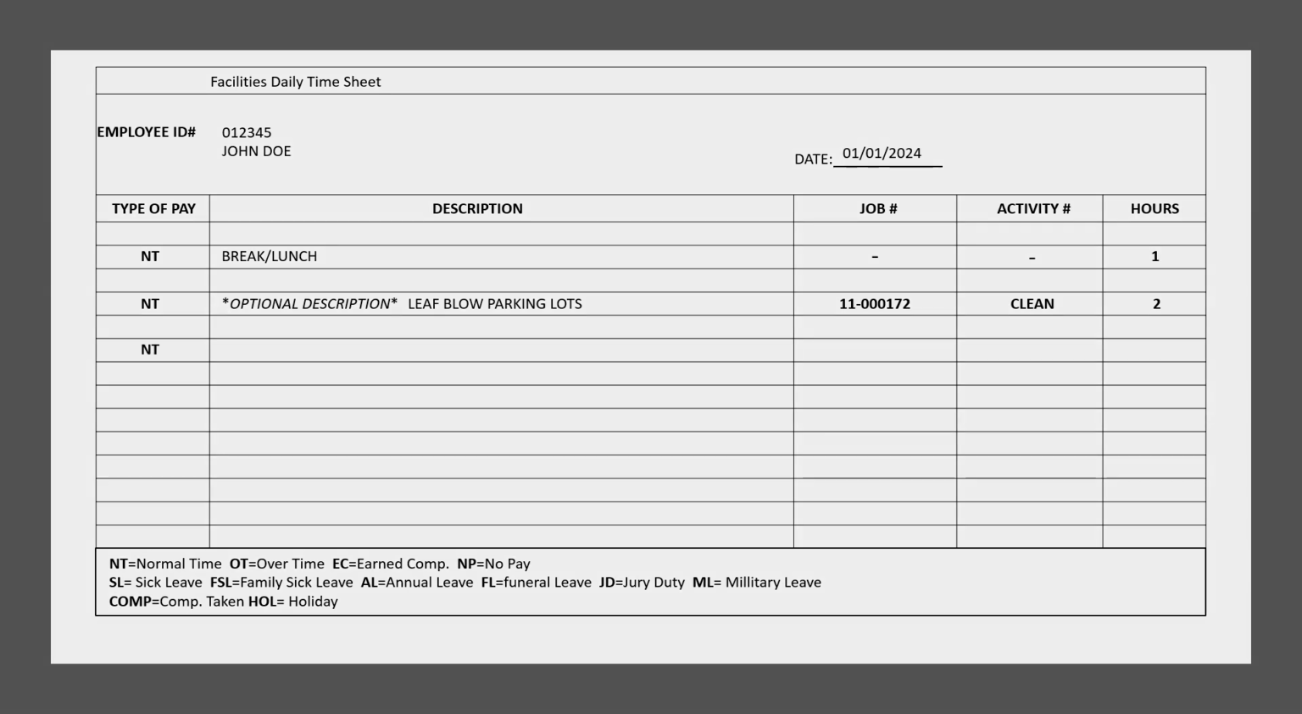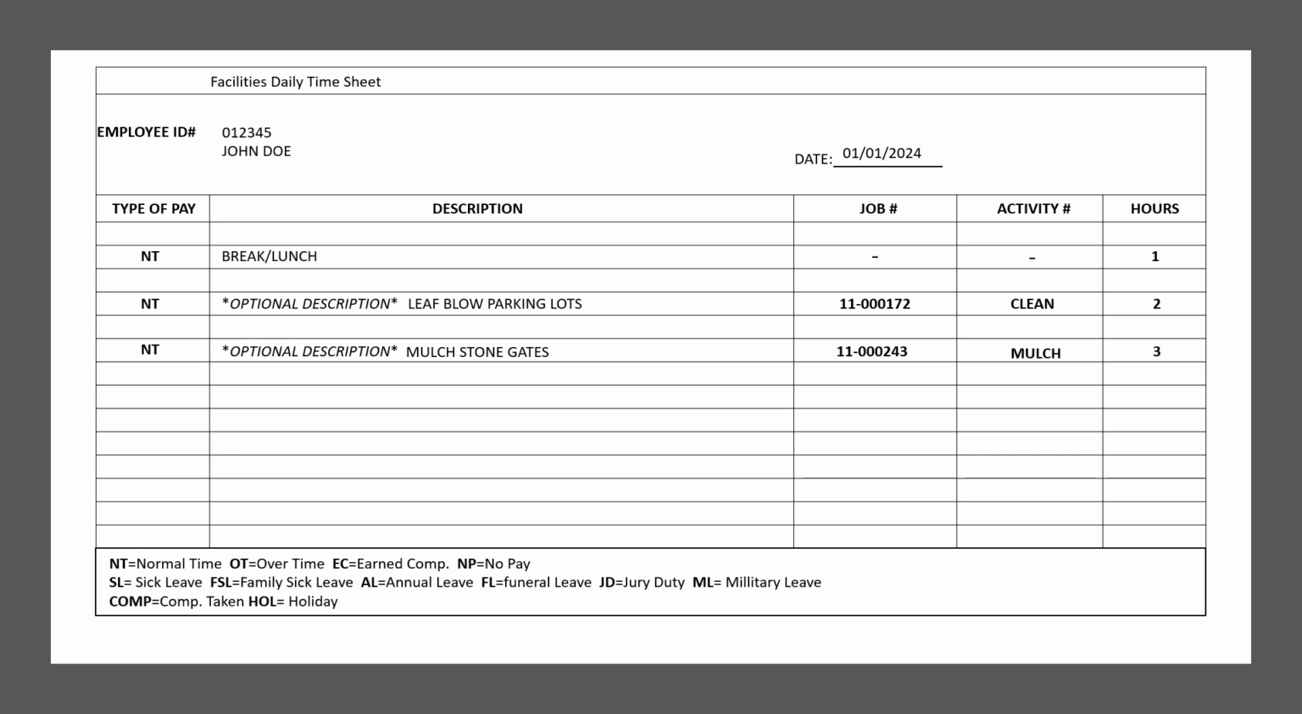Let's fill out a couple more. We are now mulching the stone gates. Which job number and activity should I use? The abbreviation for mulching is simply mulch. Let's place 3 hours in our hour column.